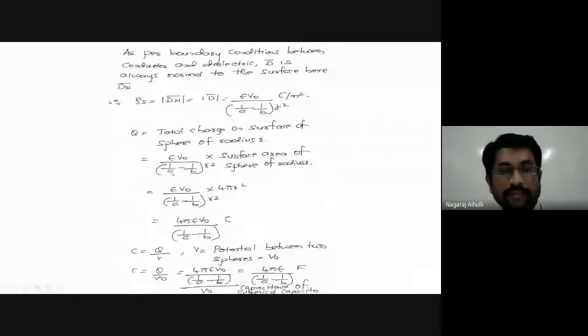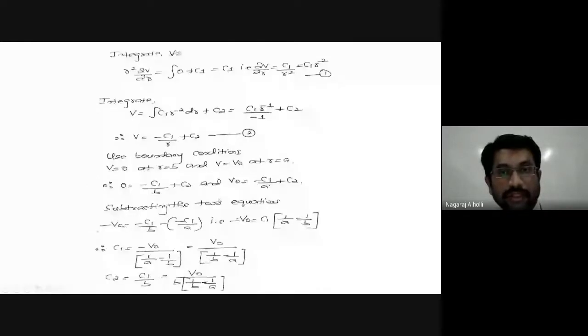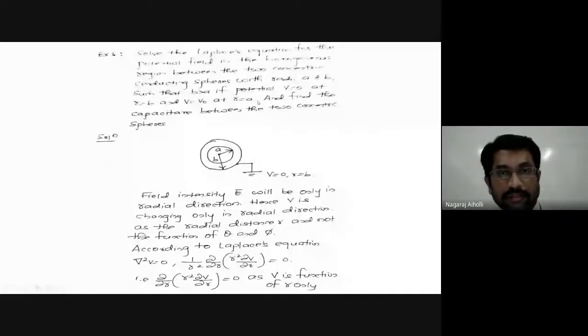Now finally, we calculated Q. This is the next step in the Laplace equation, and the last step is to calculate the capacitance. C is equal to Q by V. We know the value of Q, that is 4 pi epsilon V naught divided by 1 upon A minus 1 by B. This divided by V, and V is V naught, that is given in the question. Here, B is greater than A, potential is 0 at R equal to B, and V equal to V naught at R equal to A.